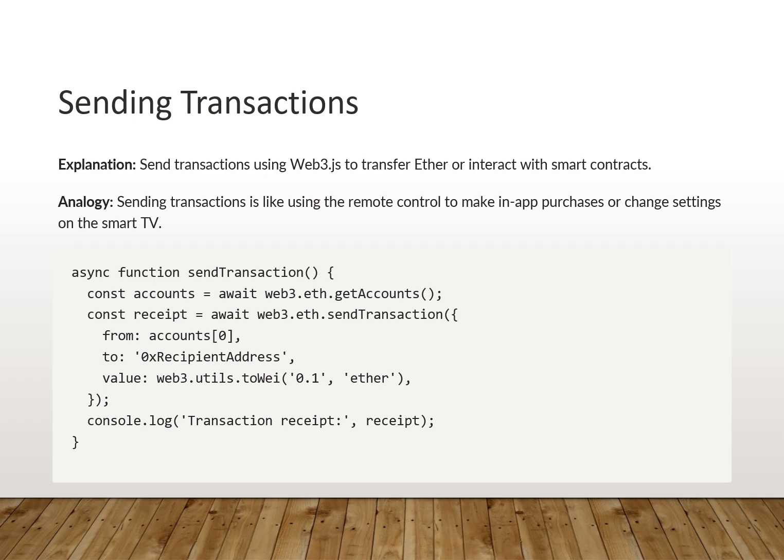The next line specifies the sender's address. The next line specifies the receiver's address, and the next line specifies the amount to send converted from Ether to Wei. The console.log line logs the transaction receipt, which contains details about the transaction.